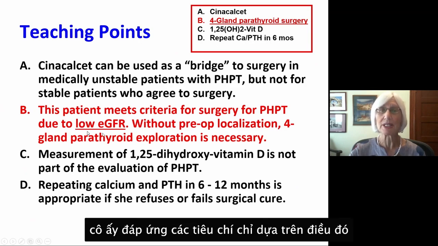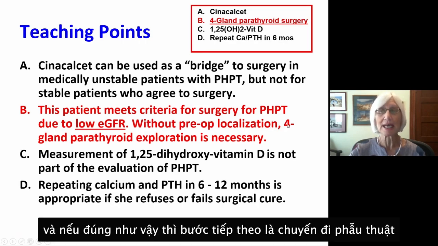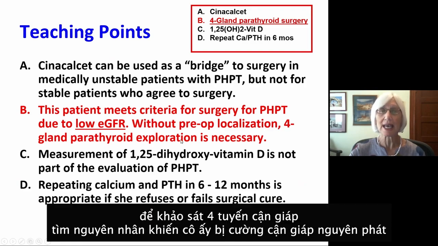She meets the criteria based on that alone. Therefore, you need to first look for an adenoma, which was done and was negative. And if that is so, the next step is to send her to surgery for a 4-gland exploration to find the cause of her primary hyperpara.